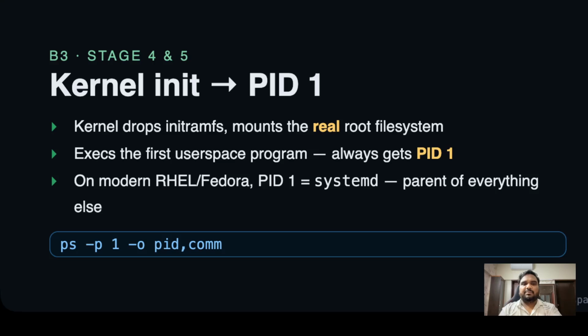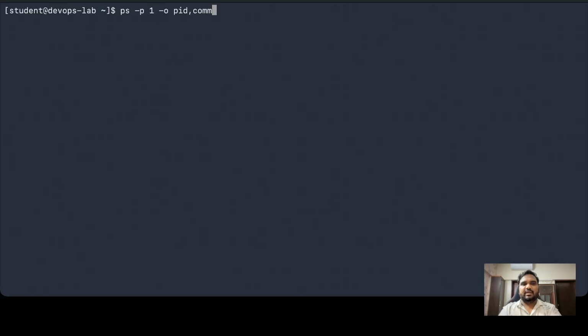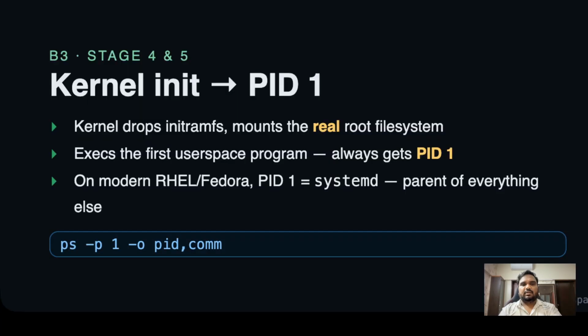Let's prove that PID 1 is really systemd, not just a claim on a slide. ps -p 1 -o pid,comm. So it gives us the PID and the command, and the process ID is 1 and the command is systemd. It's the real machine telling us, it's not me that is telling you that.